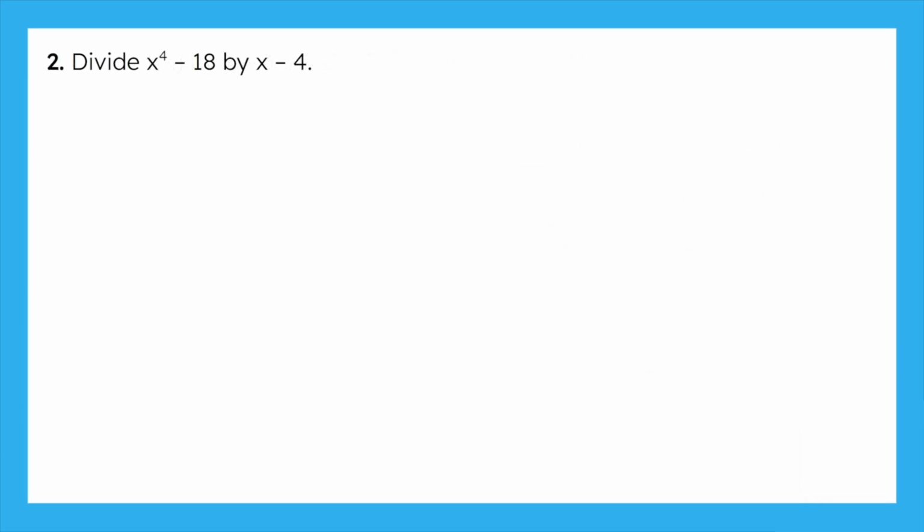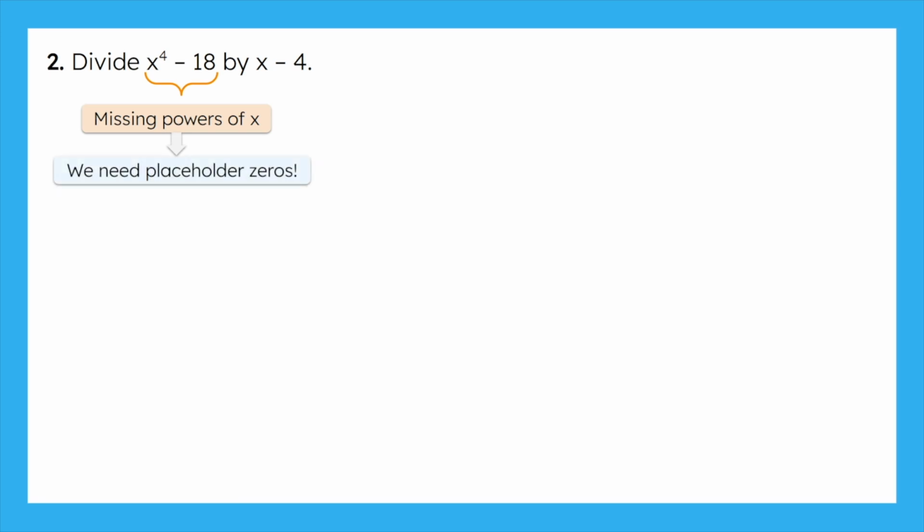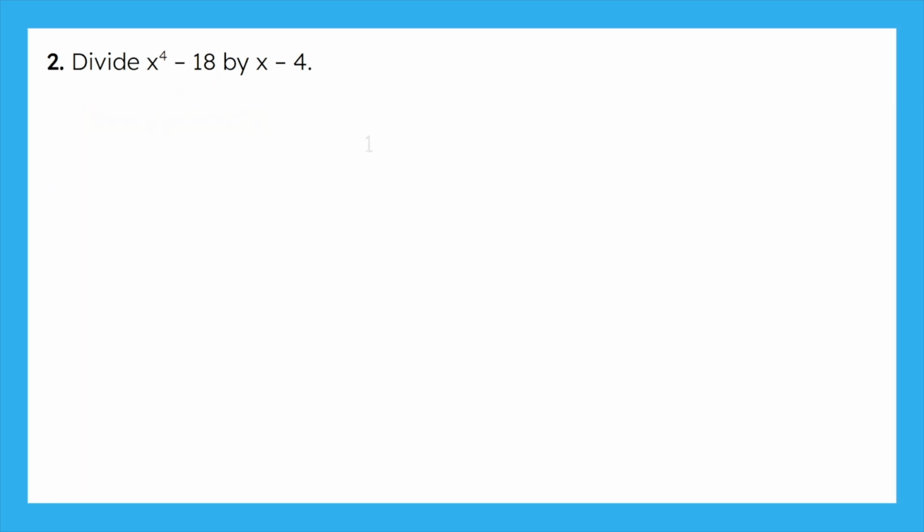Moving on to example 2, it says to divide x to the 4th minus 18 by x minus 4. Does anything jump out at you about our dividend, x to the 4th minus 18? Exactly, we're missing some powers of x. And just like with long division, that means we need to use placeholder zeros when we set up our synthetic division. The first coefficient is 1 from the x to the fourth term. Next, we'll need 3 placeholders here to represent x cubed, x squared, and x to the first. And finally, we have our constant term, negative 18.